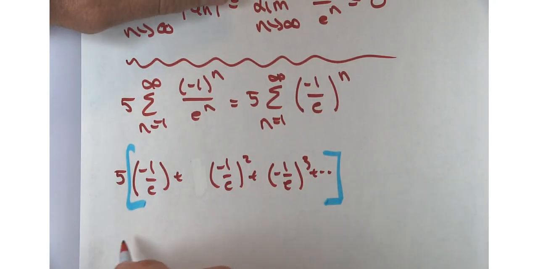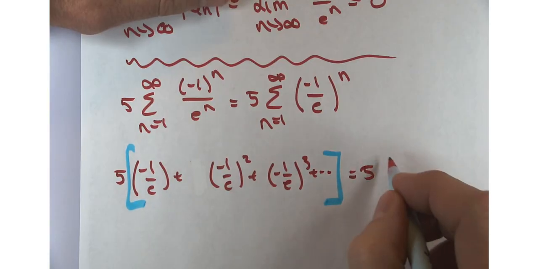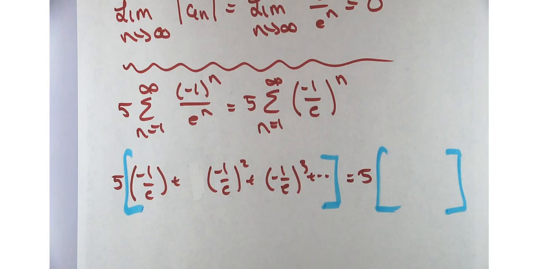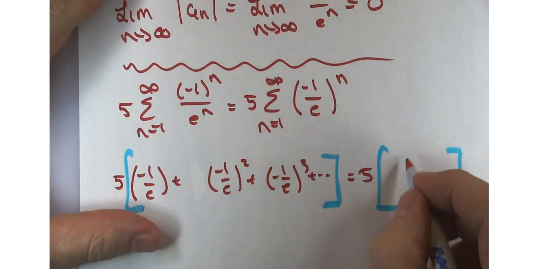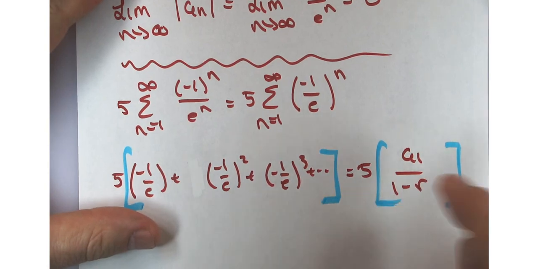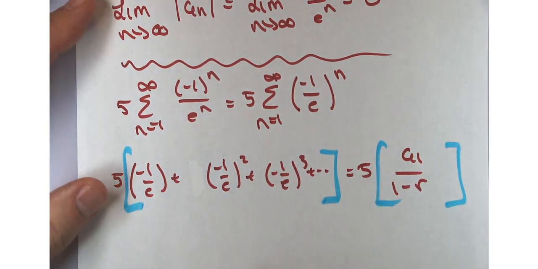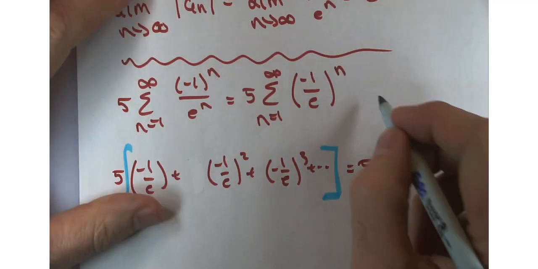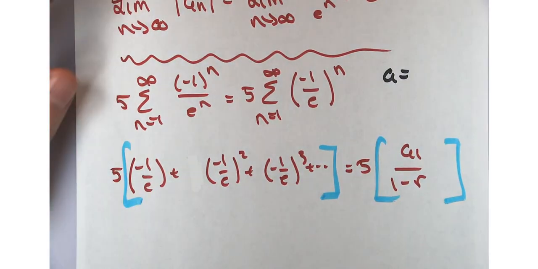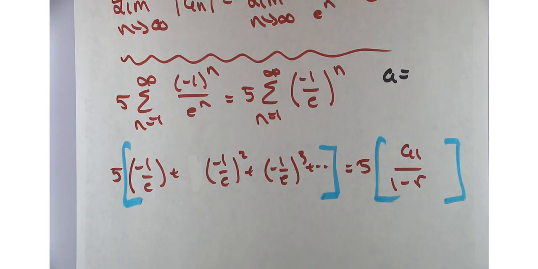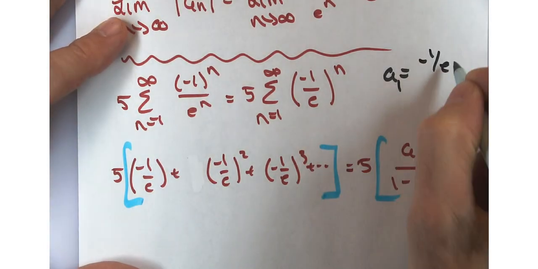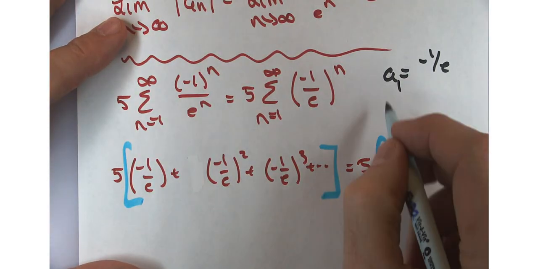So that's going to be 5 times the sum of a sub 1 over 1 minus r. Remember, that's the sum of a geometric series. Let's fill in a sub 1 and r for this particular geometric series. What's a sub 1 for us in this case? Well, that's the first term. It's going to be negative 1 over e. And then what's r?